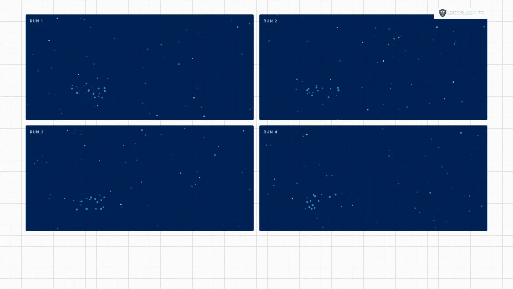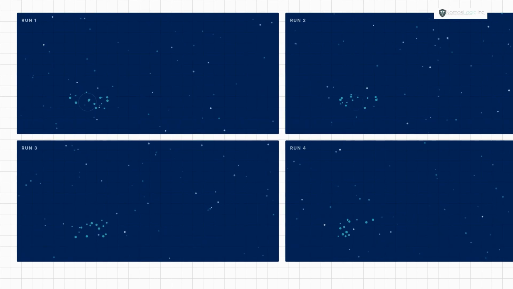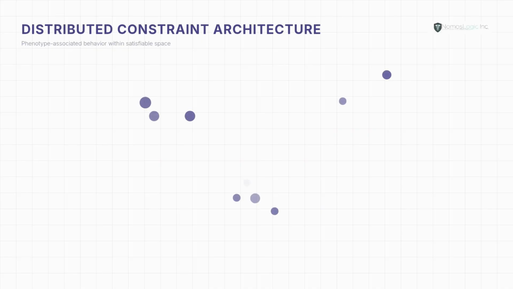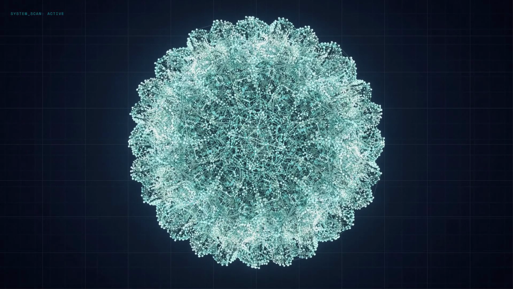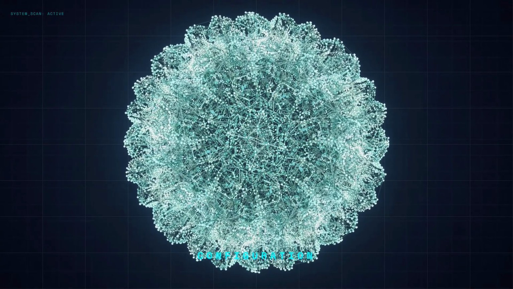We define these as structural families, configurations that share dominant contributors and interaction patterns, even when specific variant membership varies at the margin. This leads to the model of distributed constraint architecture, where phenotype-associated behavior depends on interacting sets of contributors within a satisfiable space. In this framework, the relevant unit of analysis is not the individual variant, but the configuration.